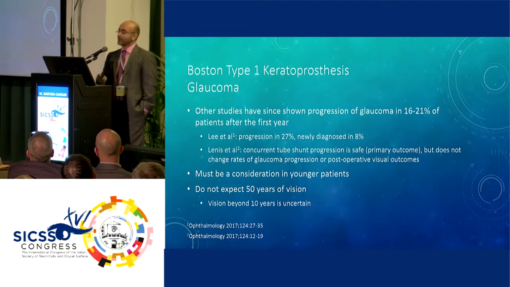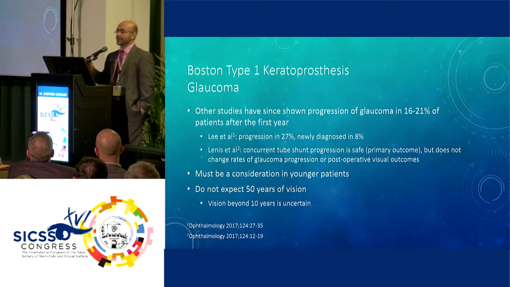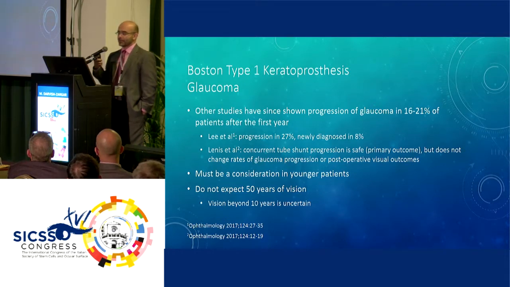And there was a second study, where they said, well, why don't we try putting a tube shunt in when we do the K-Pro? And they showed that while it's safe, there are no adverse effects, it didn't change the rates of glaucoma or the visual outcome, so why bother? So when you're putting in a K-Pro, you have to consider that. This is not something you want to put in a young patient. Don't expect 50 years of vision. Even beyond 10 is questionable.